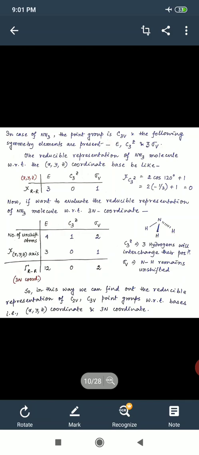In case of the C3V point group, I have also given the reducible representation, that is 12, 0 and 2. And in case of the C2V, the values are 9, -1, 3, 1. So these things are very, very important to introduce into the character table.